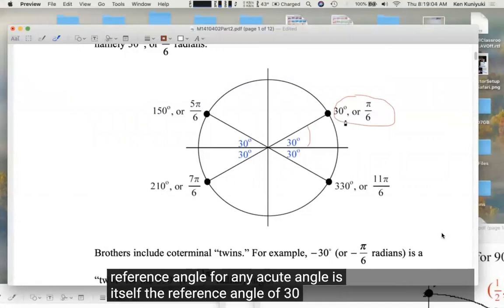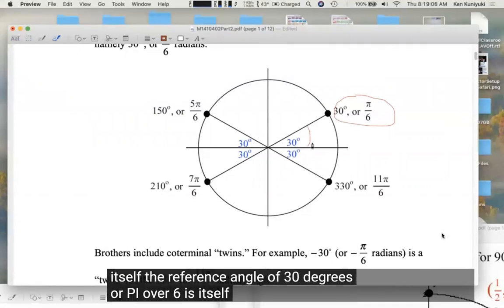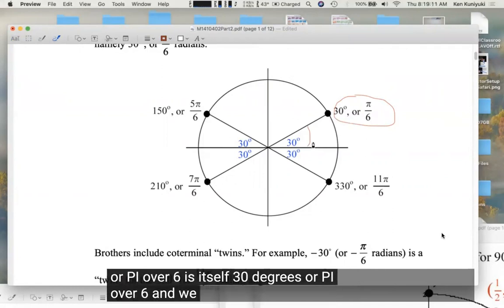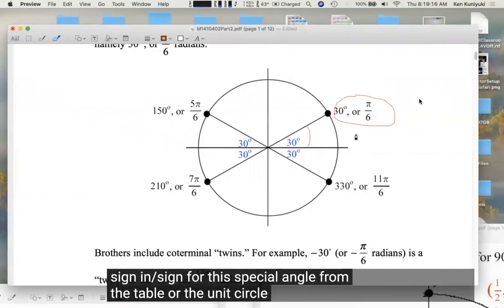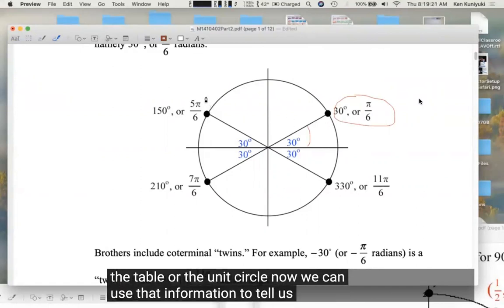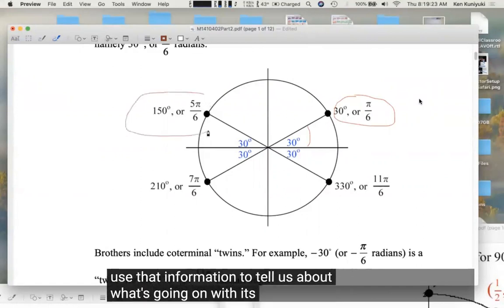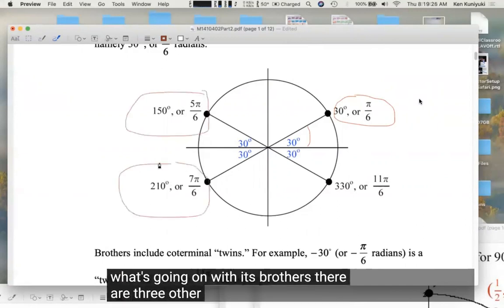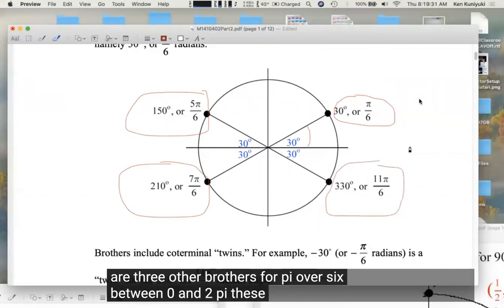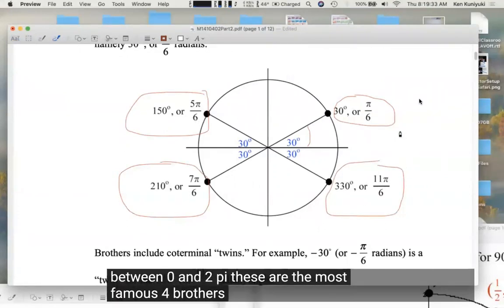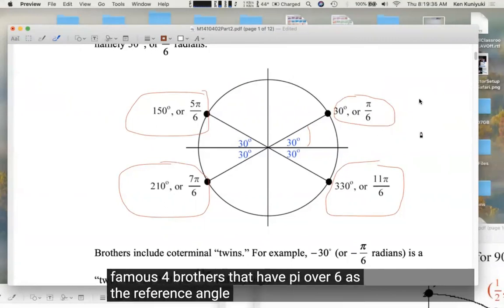The reference angle of 30 degrees or pi/6 is itself, 30 degrees or pi/6. And we know the cosine and sine for this special angle from the table or the unit circle. Now we can use that information to tell us about what's going on with its brothers. There are three other brothers for pi/6 between 0 and 2 pi. These are the most famous four brothers that have pi/6 as the reference angle, the ones between 0 and 2 pi.